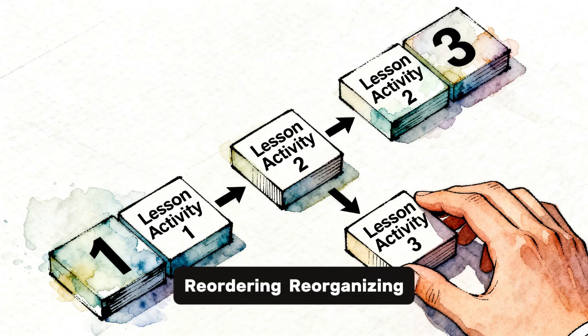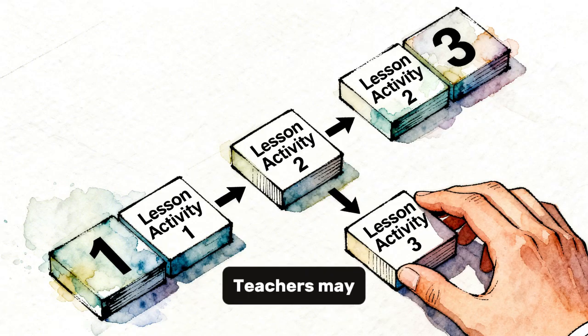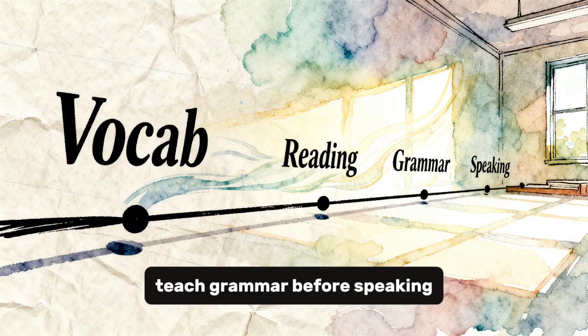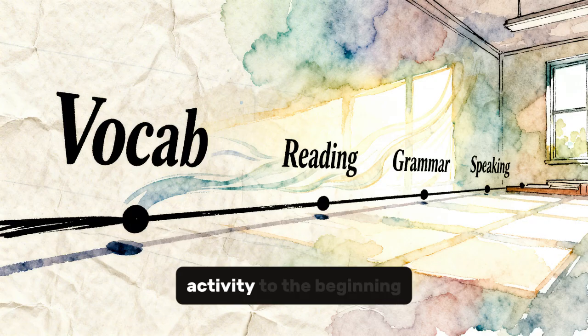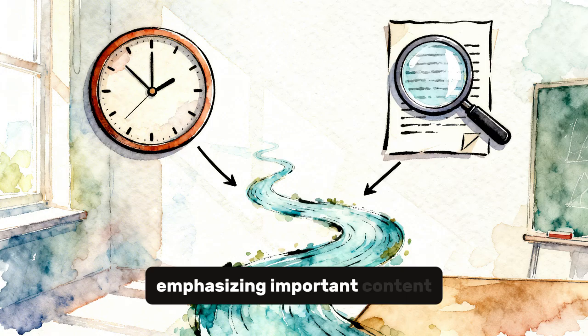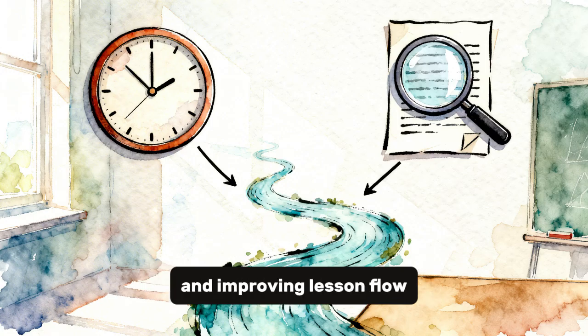Reordering, reorganizing. Reordering means changing the sequence of activities or lessons. Teachers may start with vocabulary before reading, teach grammar before speaking, or move an important activity to the beginning. Reasons for reordering: time management, emphasizing important content, and improving lesson flow.